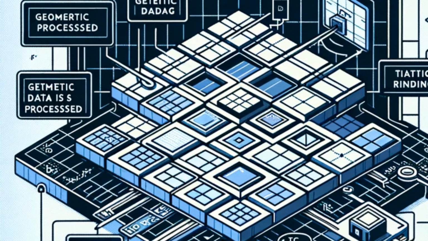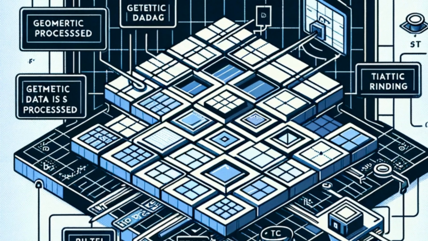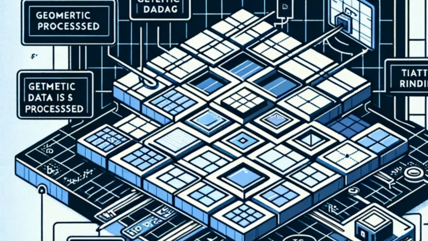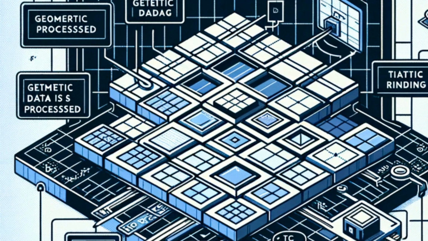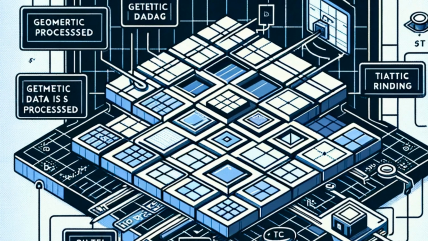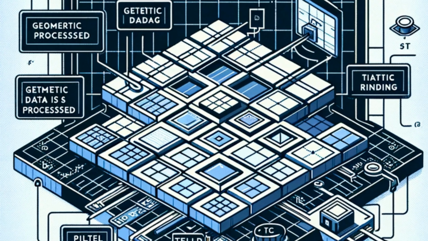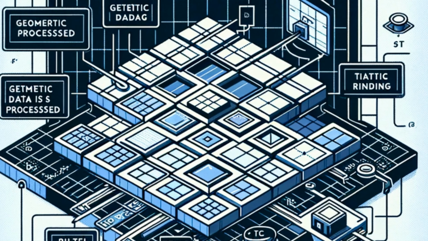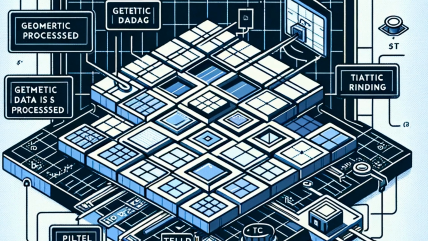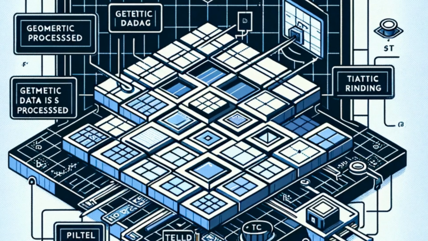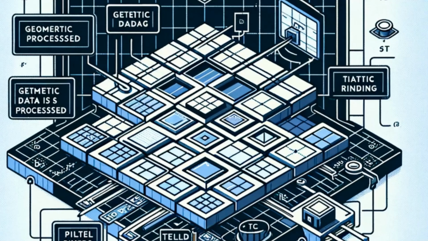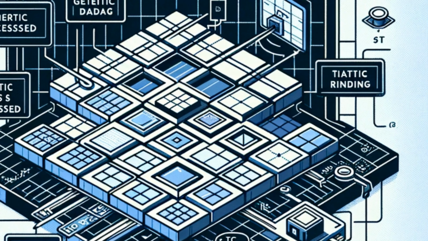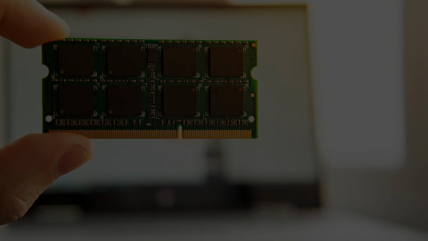Moreover, TBDR allows for advanced post-processing effects to be applied more efficiently. Since the scene is rendered in tiles, post-processing filters can be applied selectively to specific areas of the screen, further enhancing visual fidelity without sacrificing performance. This combination of efficiency and visual fidelity makes TBDR a game changer for mobile graphics. It allows the M4 chip to deliver console-quality visuals on a mobile device while maintaining impressive battery life.